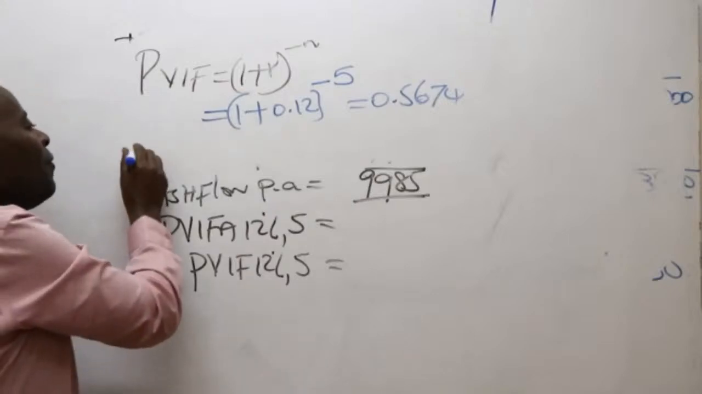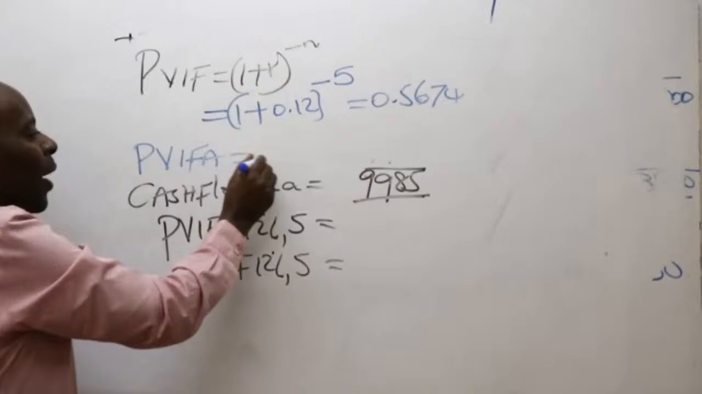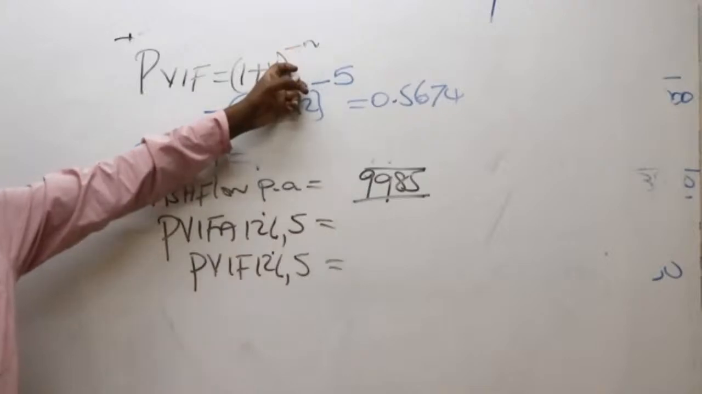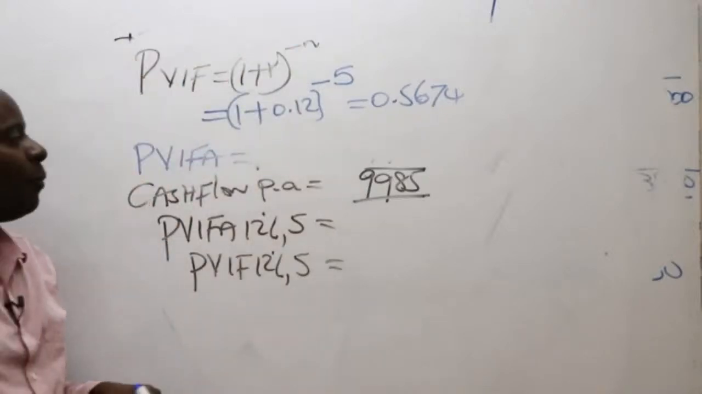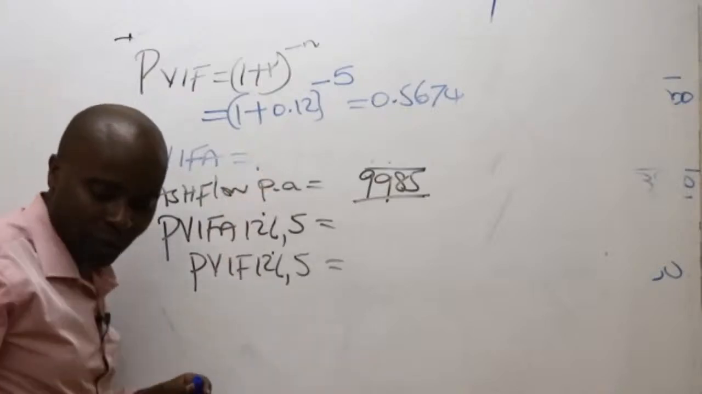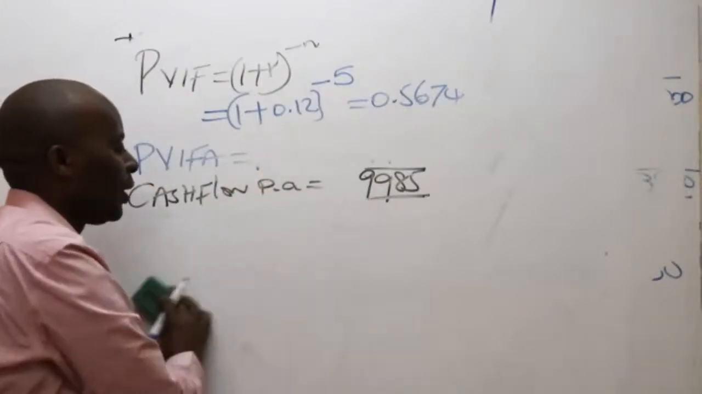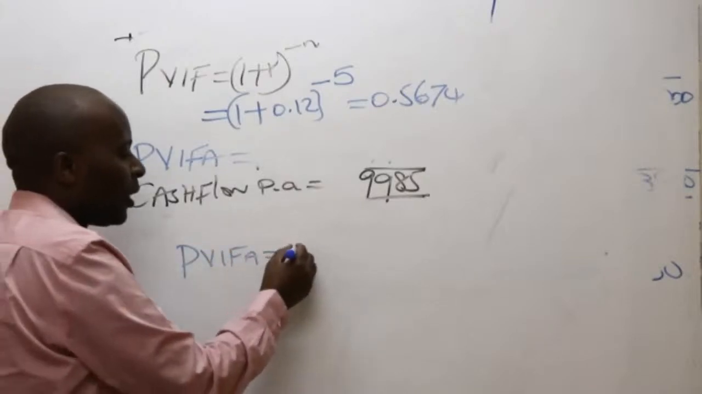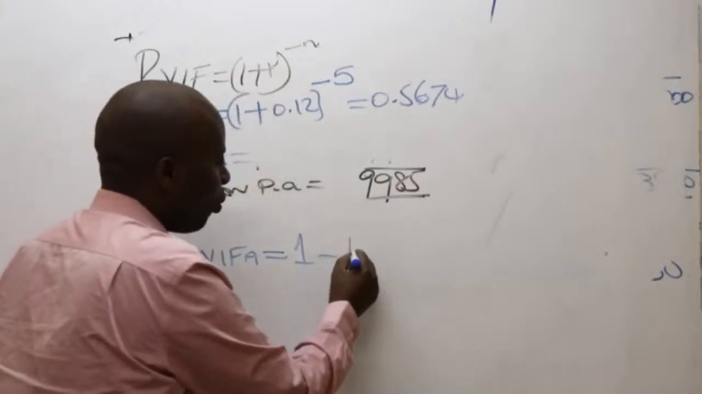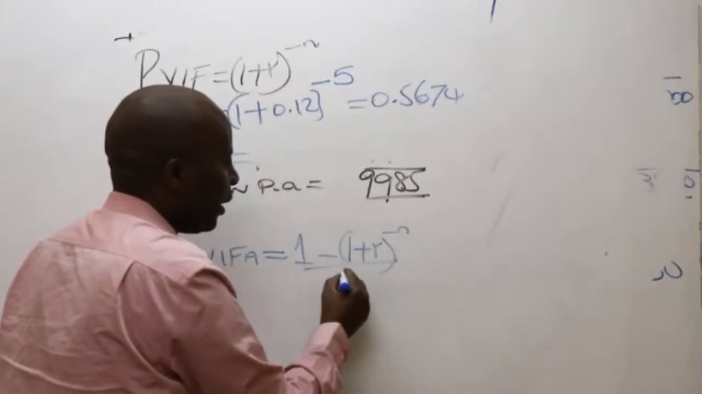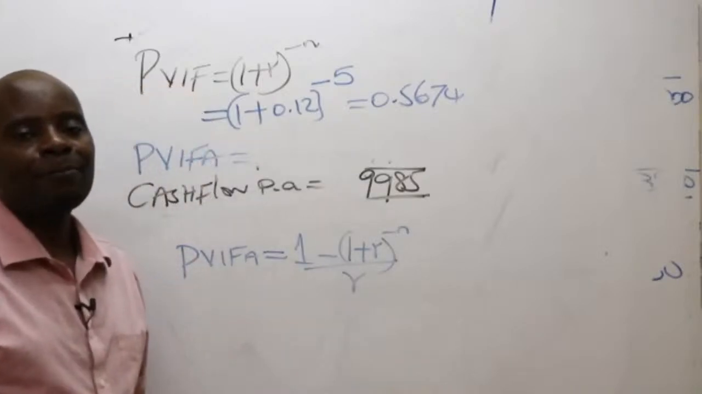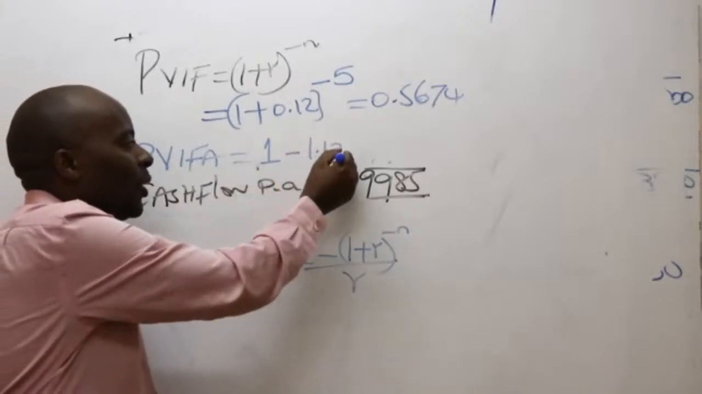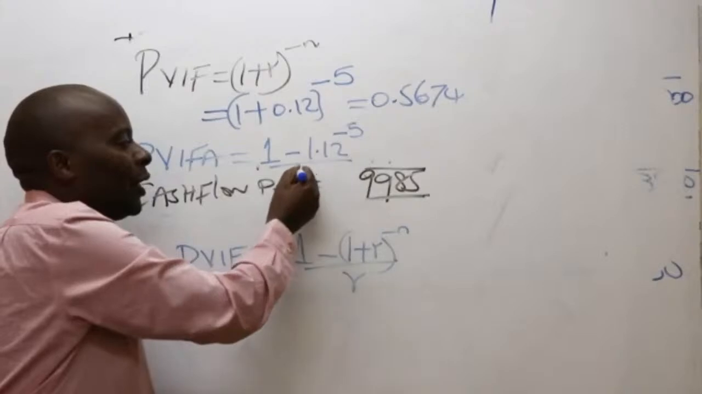Now, how about PVA? How do we get PVA? Ladies and gentlemen, I will take 1 minus the easier formula divided by R. I want to remind you this for the umpteenth time, that PVA is 1 minus 1 plus R raised to negative n, and then everything divided by R. So it will be 1 minus 1.12 raised to minus 5, and then everything divided by 0.12.